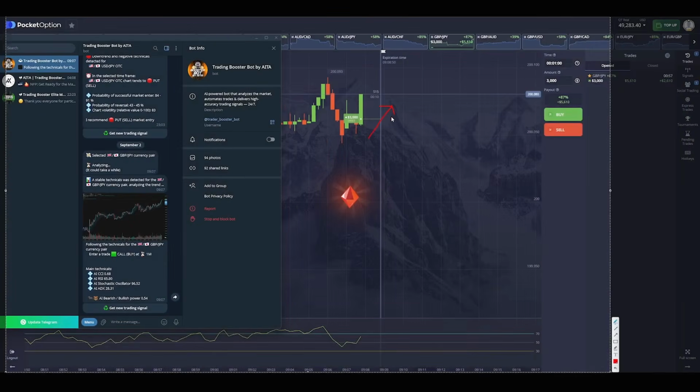So, what's the algorithm here? First, you get the signal and its direction, then you check. So your algorithm should be as follows. If the indicator value is above 70 or below 30, you don't open a trade. If it's in the middle, then you can go ahead and trade confidently.